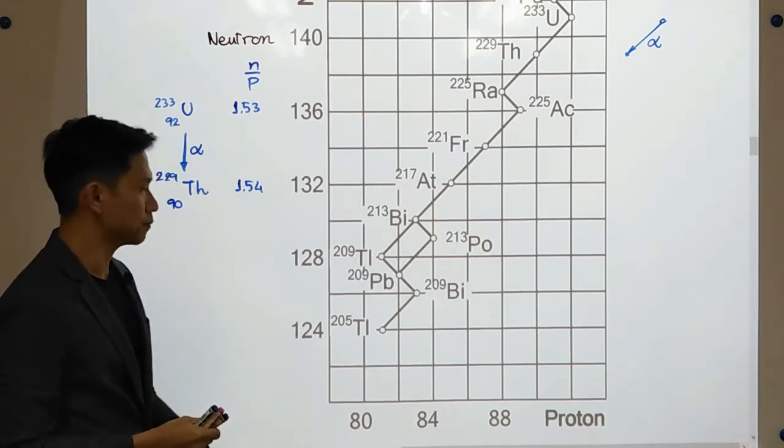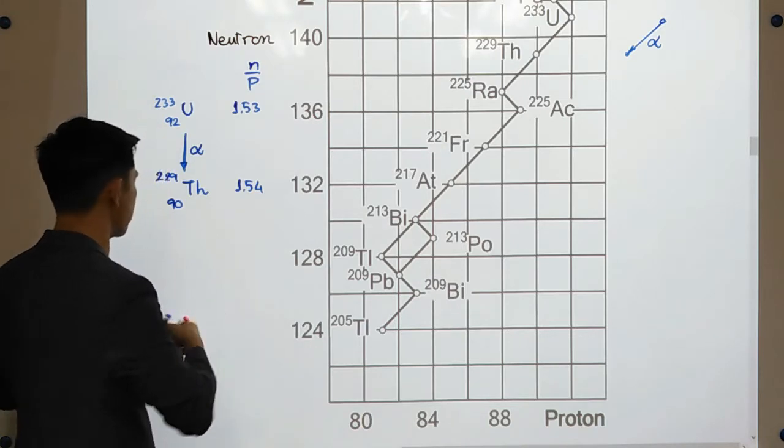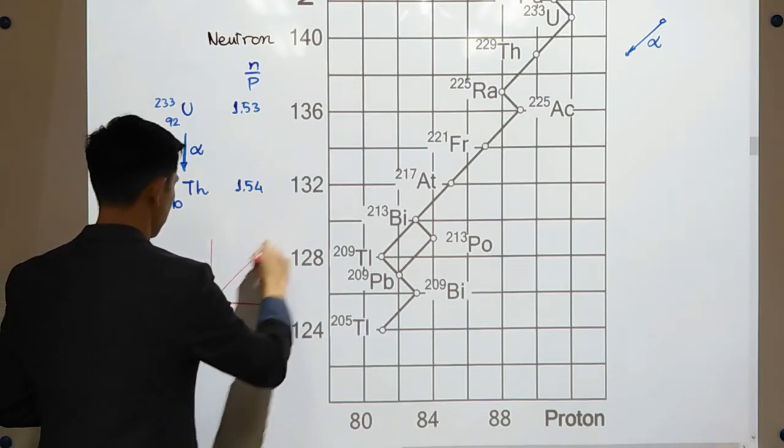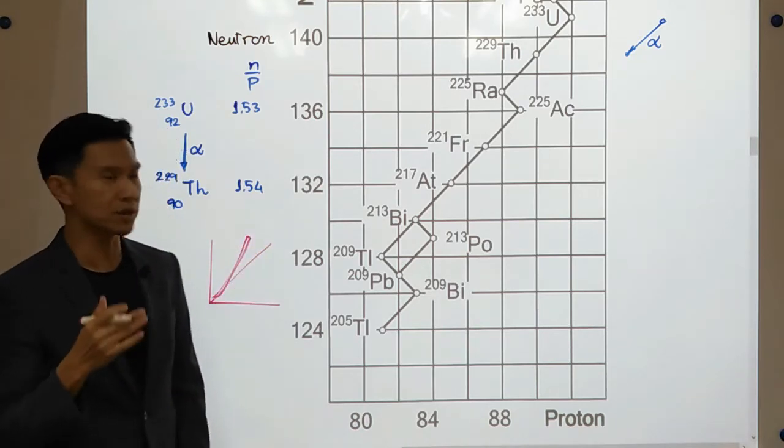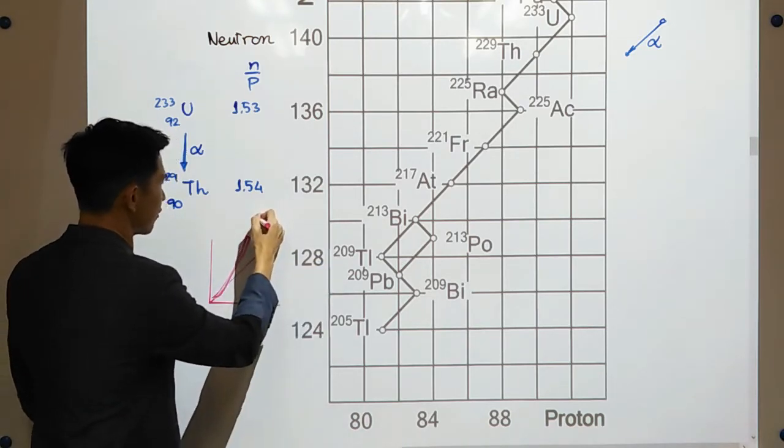Why? Because if you remember the belt of stability, right? It's something like this, okay? But what you're doing here, uranium is somewhere around here.